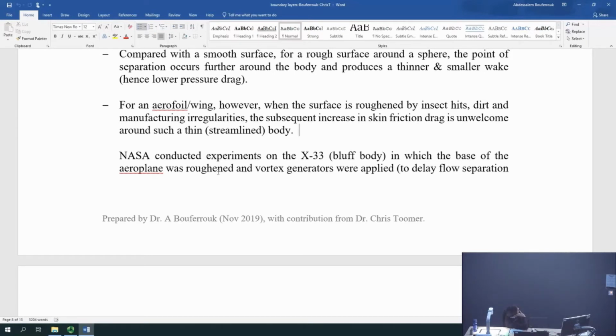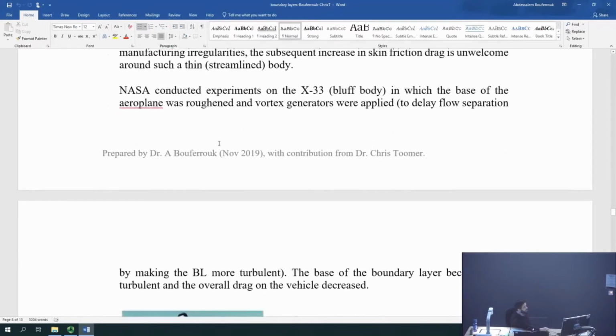So the X-33 is actually a bluff body. Bluff body means there is possibility of flow separation and high pressure drag. So clearly, they need to do something about it to reduce the pressure drag. The concern here is not the skin friction, but the pressure drag. So what they did is they made the surface on one side of the body rough, and they also used vortex generators. If you remember last week, we said that vortex generators energize the boundary layer, so they work as if it was a turbulent boundary layer, and they made the boundary layer more resistant to separation, which reduced the pressure drag on the body.